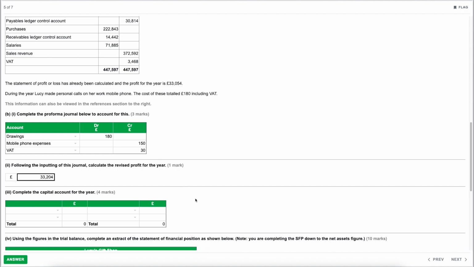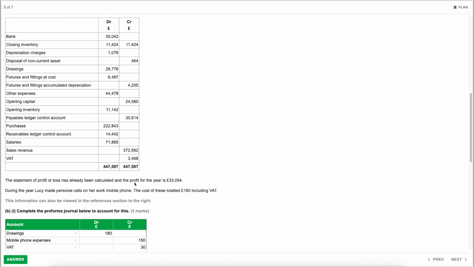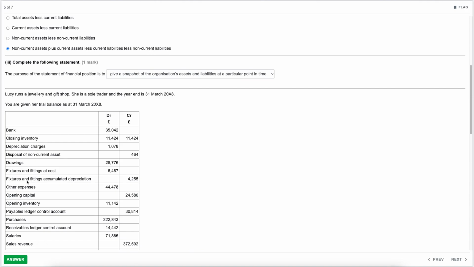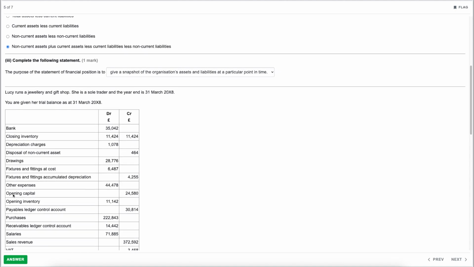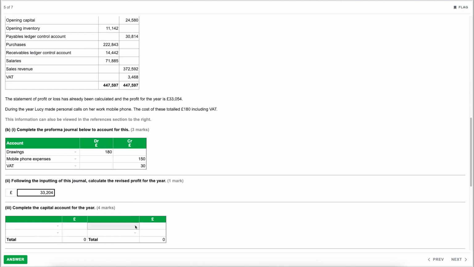Brilliant. And then from there, this looks like it follows on. So it says complete the capital account for the year. If we've got to do one of these, always start out with the opening balance at the beginning of the year, which should be given usually in your trial balance. So we should have, there we go, opening capital, £24,580. So remember, go off what the trial balance says. You would expect it to be a credit. It is feasible for it to be a debit, it's just less likely. So opening capital credit, 24,580. So we'd have balance brought down, 24,580.